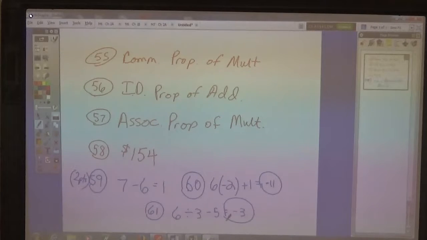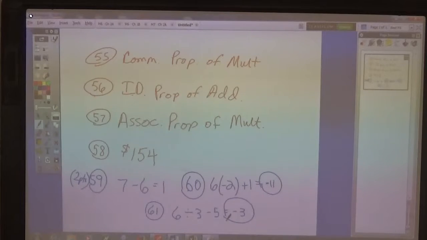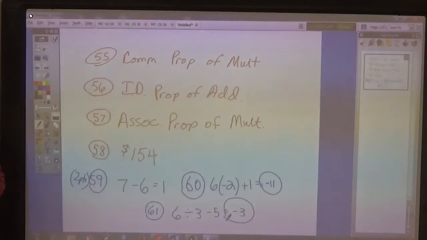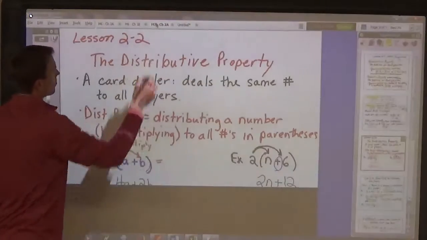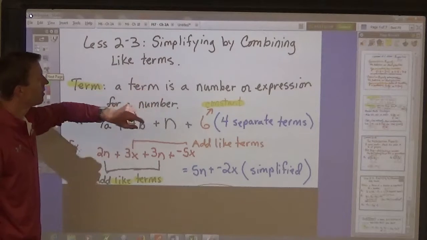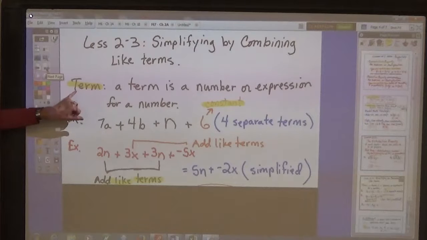Let's talk about adding like terms. Lesson 2-3. Take out your notes that you just copied. Adding like terms. What we're going to do is talk about these terms, or these vocabulary words.